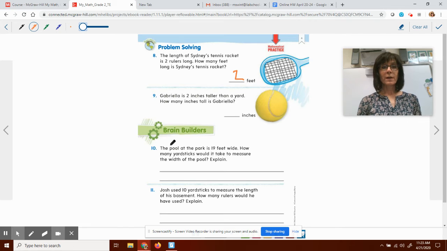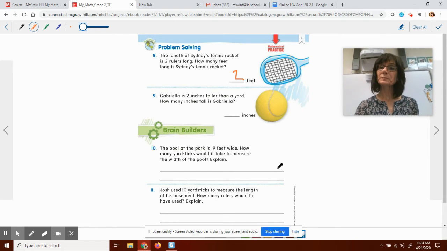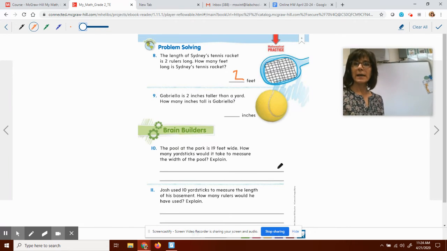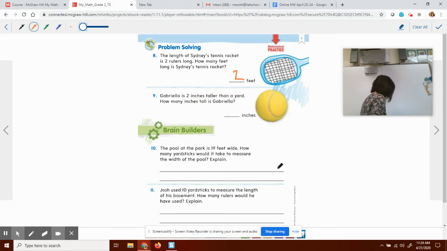Our brain builder. The pool at the park is 19 feet wide. How many yardsticks would it take to measure the width of that pool? All right, so we're going to do this. 19 feet. I like pictures. Pictures are fun. So I know I could do 19 feet, and I'm going to do it like this. I'm going to draw 19 tally marks.